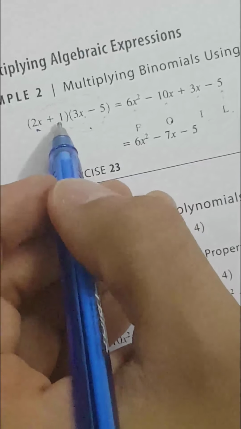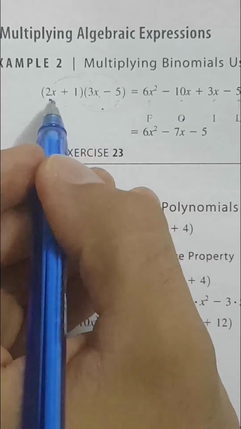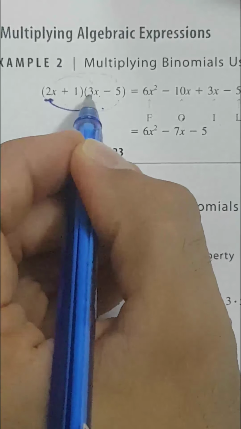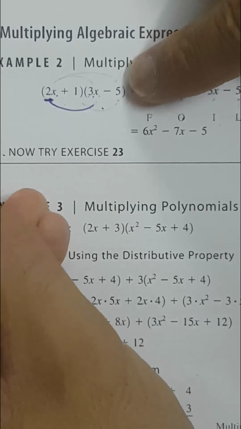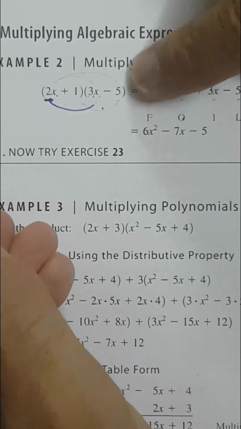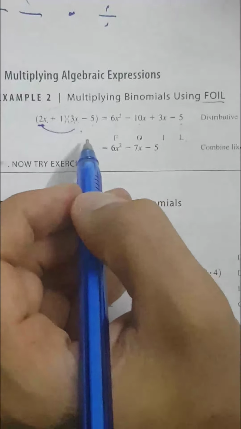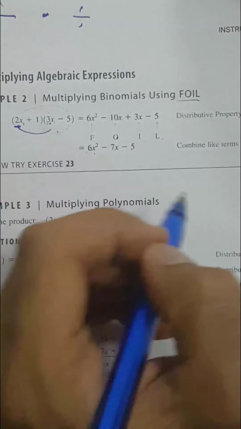Okay, now I have x, I have 2x, multiply first to first. So 2 by 3, number by number, I will get 6. And x by x, as you know from 1.1, you'll get x squared. The bases are equal, so we add the powers or the exponents. So I will get x squared here. 2 by 3 is equal to 6. x by x is equal to x squared.